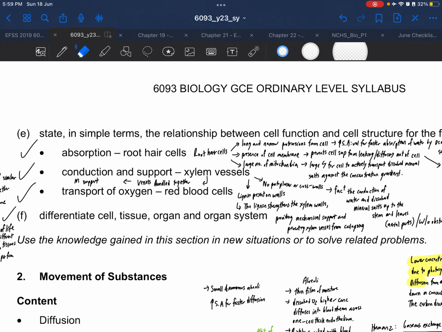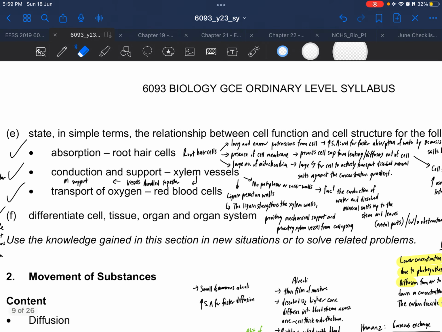So there are 3 specialized cells that we learn about. First one will be the root hair cells. So root hair cells, xylem vessels, and red blood cells, there are 3 main functions of each that we can relate to their structure. So for root hair cells, they have many long and narrow protrusions, so that it can increase the surface area to volume ratio of the root hair cells, so that we can increase the rate of absorption of water and dissolved mineral salts into the cell. Yeah, so it makes the cell better at absorbing things.